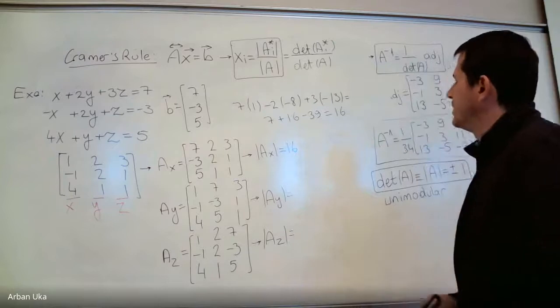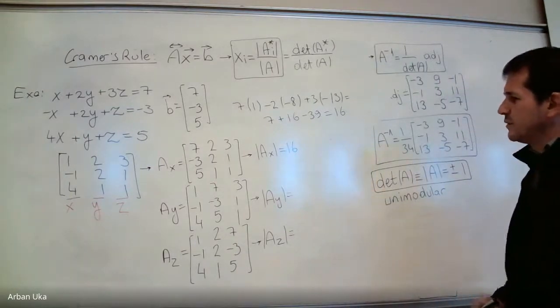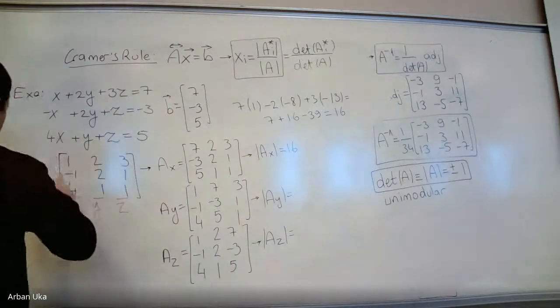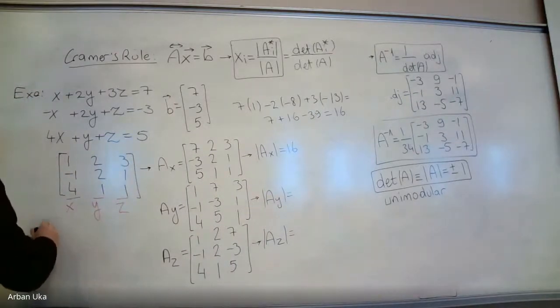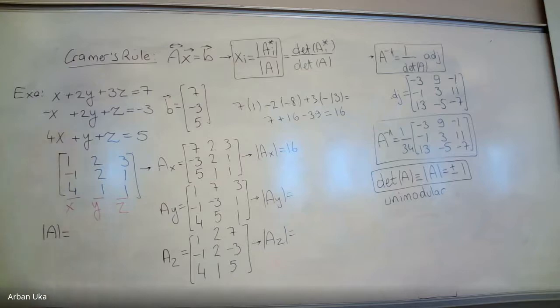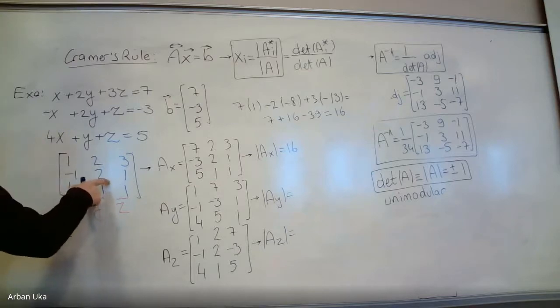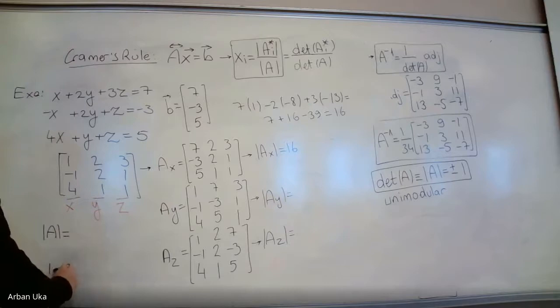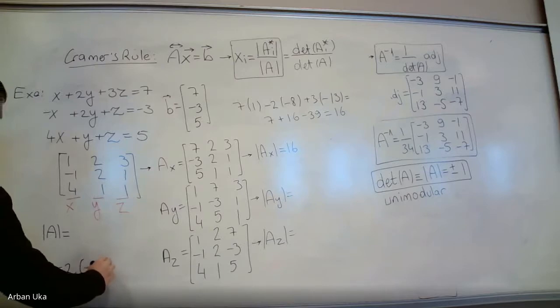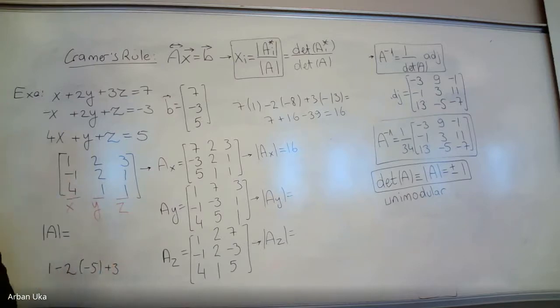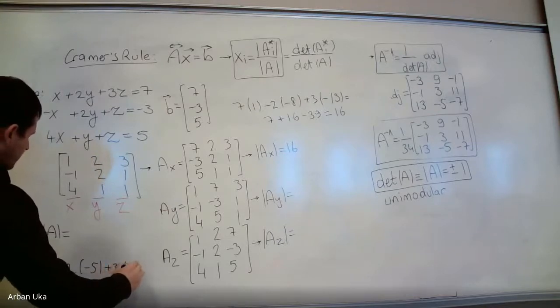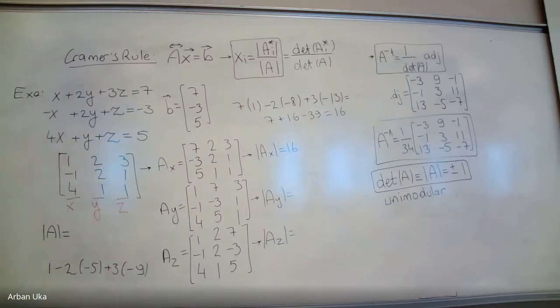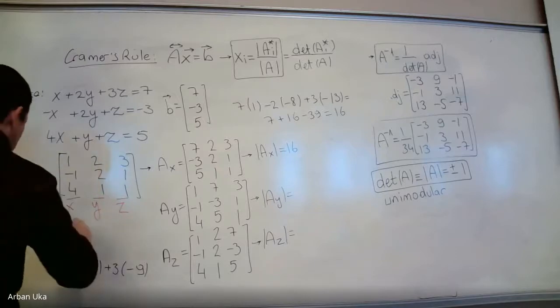AY and AZ, we need to determine these. But meanwhile, we also need the determinant of A itself. So this is A, right? Let's write here the determinant of A. It is going to be 1 times 2 minus 1 is 1, minus 2 times minus 1 minus 4 minus 5, plus 3 times minus 1 minus 8 minus 9, and we get minus 27. Minus 27 plus 1 minus 26, 16. So this is equal to 16.